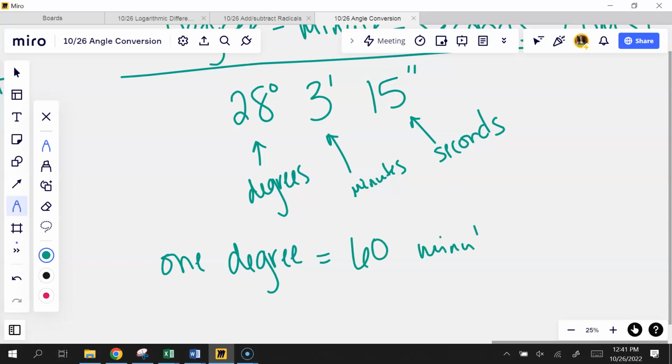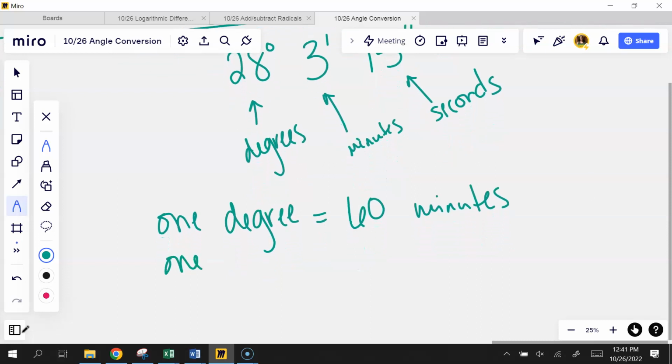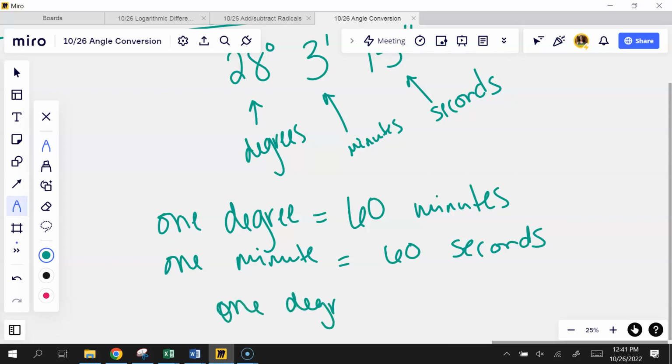$60. No, I didn't want to waste all that. Correct. You can think about it like that. 1 minute, 60 seconds. So 1 degree. How many? How many seconds is 1 degree? 3,600.